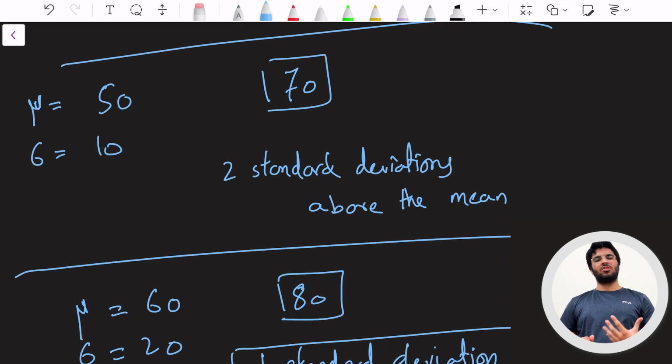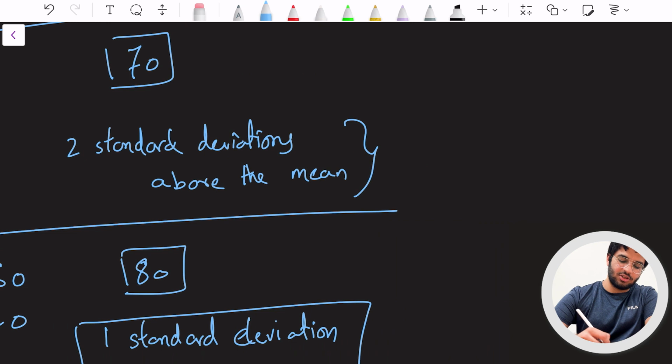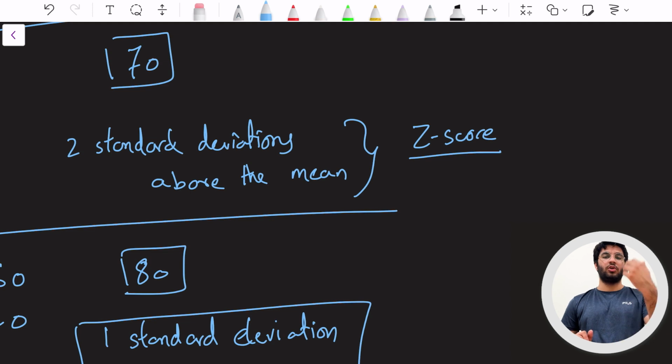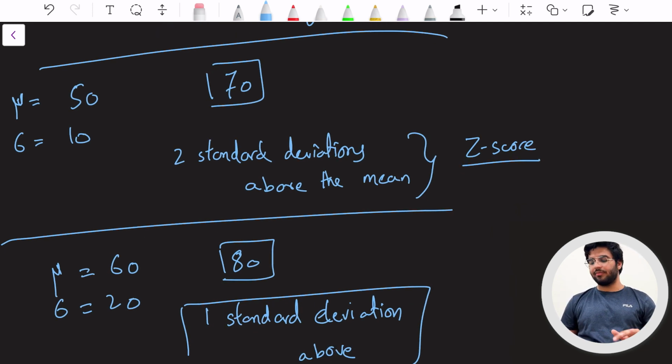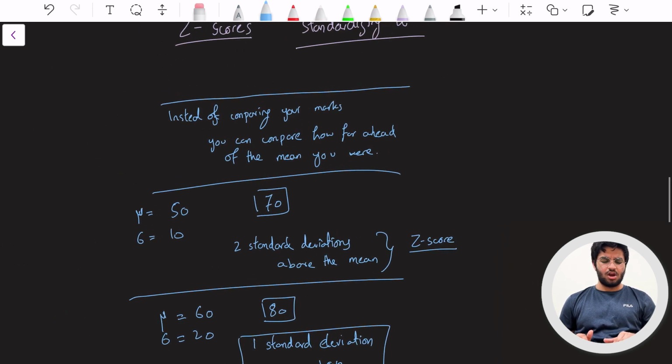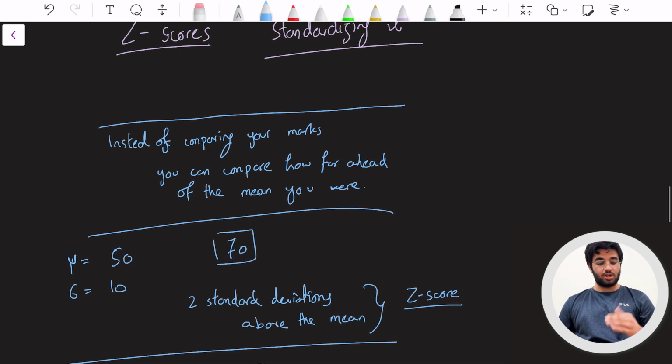So it is a bit hard to say standard deviations above. So what you say is you call this your z-score. You had a z-score of 2, he had a z-score of 1.5. So z-score is essentially how far ahead you are of the mean. If for example you get a 1.5 z-score, that is a very, very good score. If you get negative 1.5, you need some work, you're far behind the mean. All right, so that is where the z-score comes in, and you can see how that's useful.